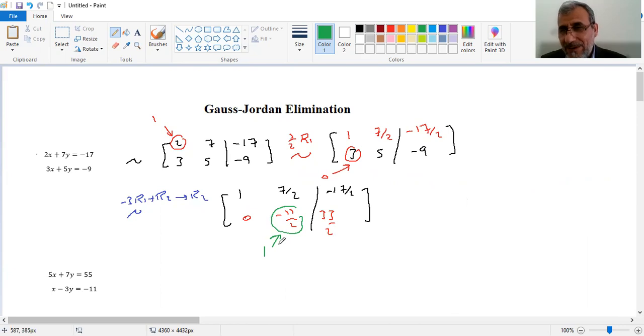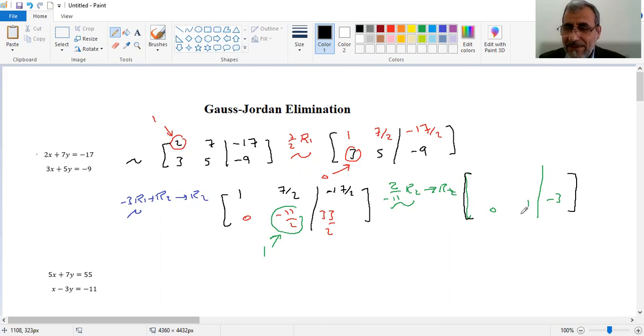To get 1 here, we divide by negative 11 over 2, which means multiplying by 2 over negative 11. This is R2, so we change R2 by dividing. Now the matrix has 0, then 1, and 33 over 2 divided by negative 11 over 2 is negative 3. So now we have 1 here, as we need.